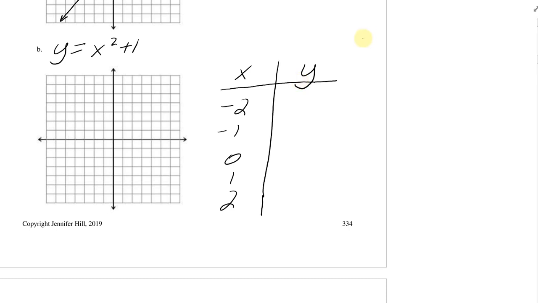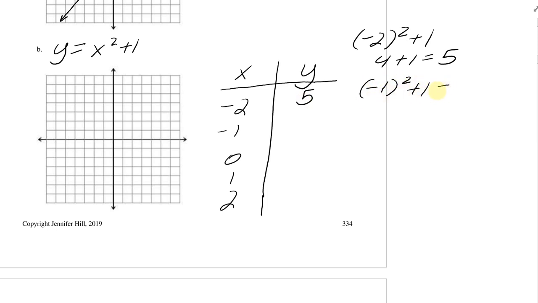Okay, so as I plug these in, I've got -2. Remember, you're squaring that whole thing plus 1. So that becomes 4 plus 1, so that'll equal 5. So this is -2, 5. And then at -1, I square this, so this will be really 1 plus 1, so this equals 2. If I plug in 0, 0 squared plus 1, that just equals 1. And then what you find when you plug in 1 and 2, you get the same 2 points as before. So this should also be 2, and this should also be 5.